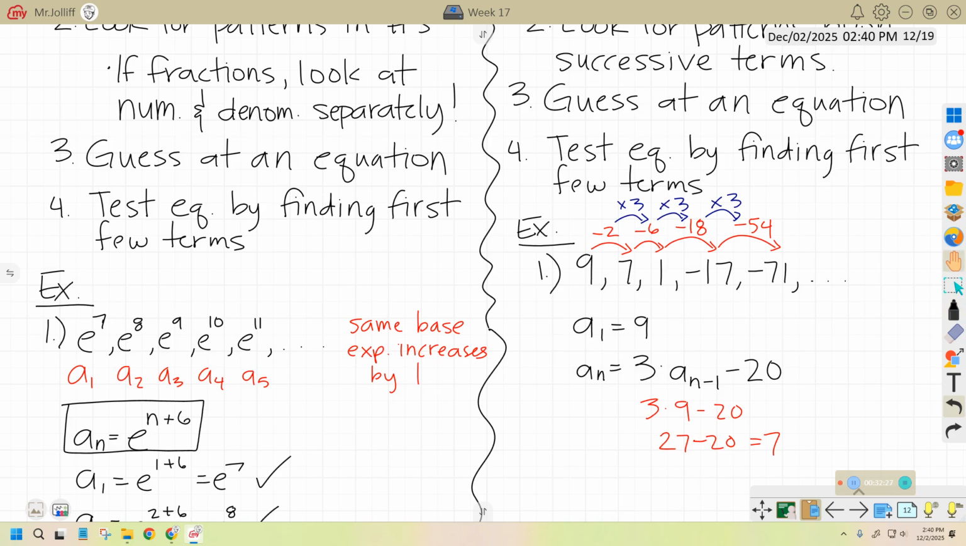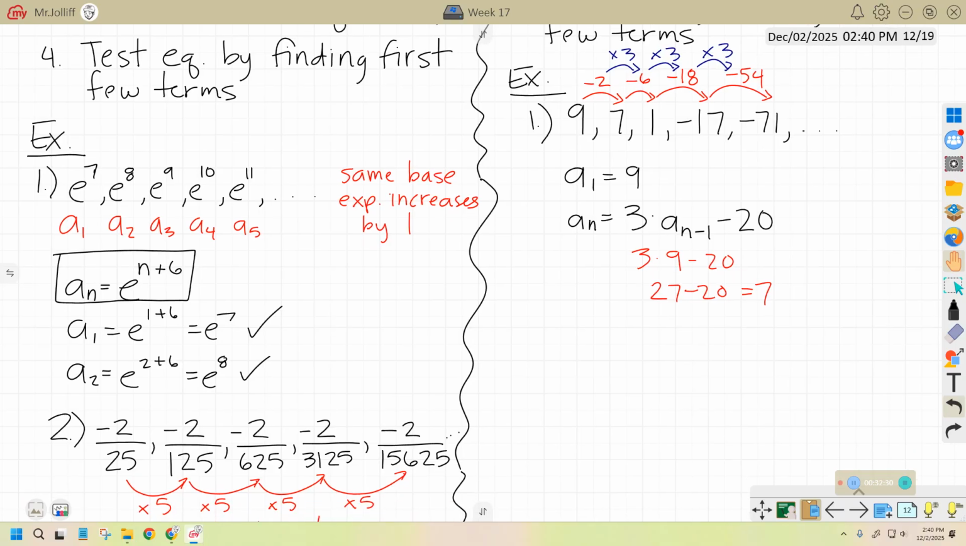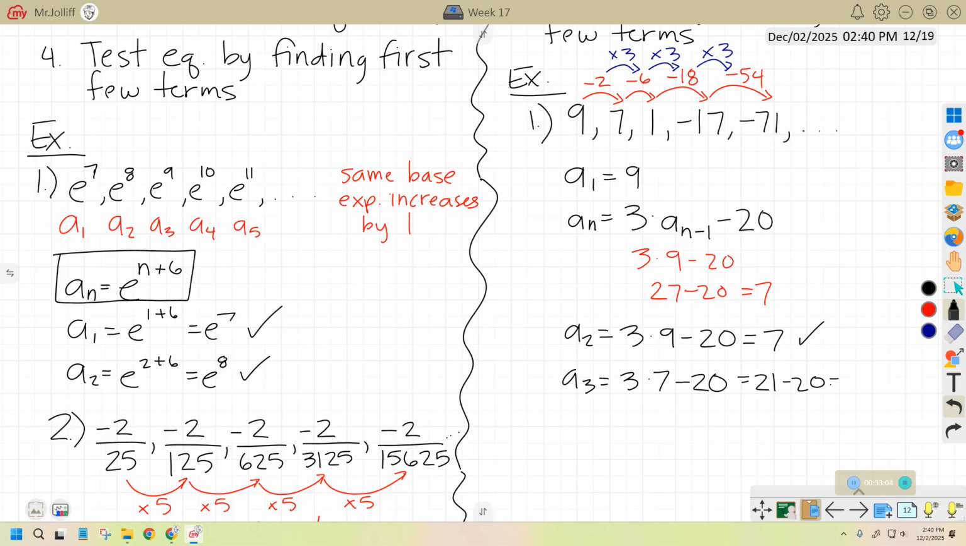So we're going to make a list of our first couple terms. We know A1 is 9. We know A2 is 3 times 9 minus 20, which we know is 7. We just check that. A3 would be 3 times what? Good. Very good, Gerardo. Previous term. Pulling down my previous term. 3 times 7 minus 20. What is 3 times 7? 21. This is 21 minus 20, which is 1. Does that check out? Yes. That is my third term.